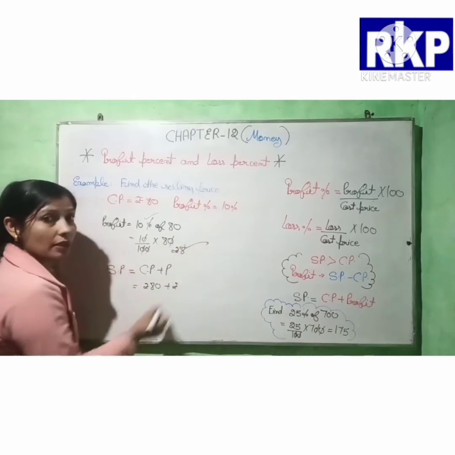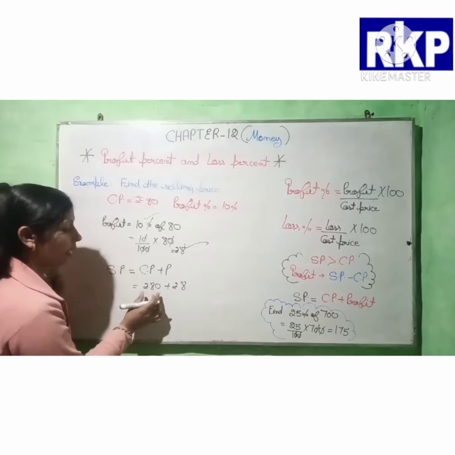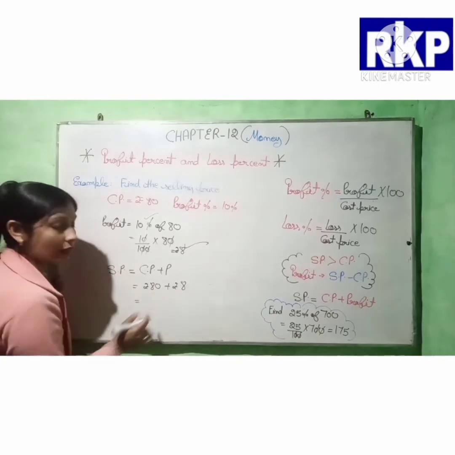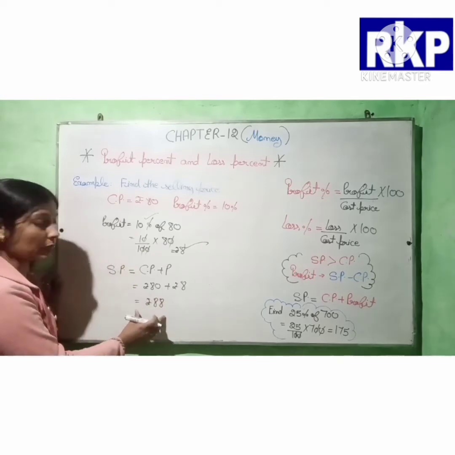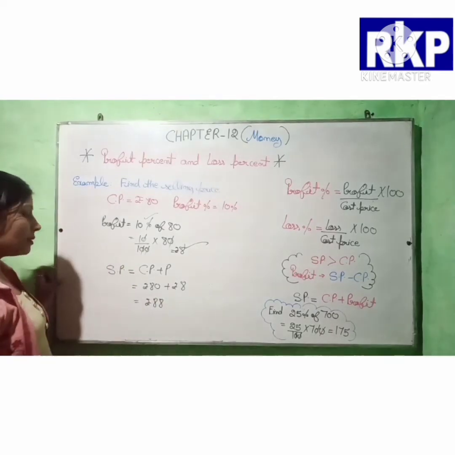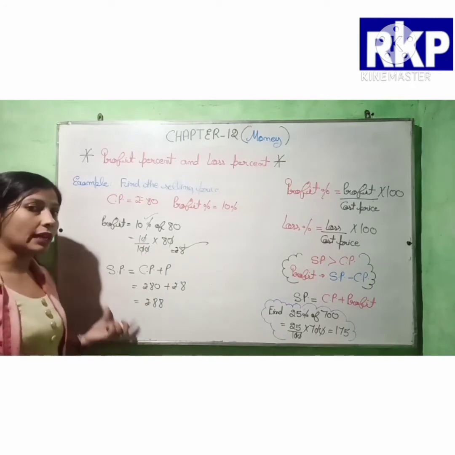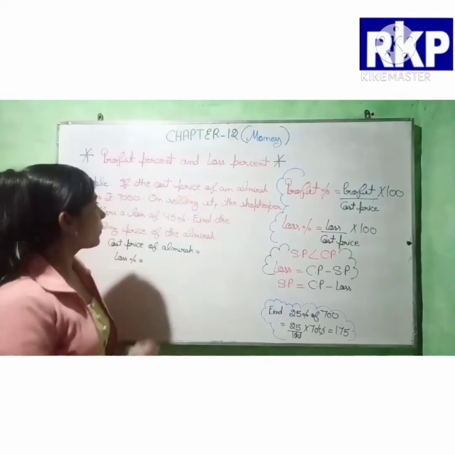And what is the profit? Only 8 rupees is the profit. And when we add 80 and 8, we get 88 rupees as selling price. Okay. So like this, we have to find out selling price. And let us take one more example.